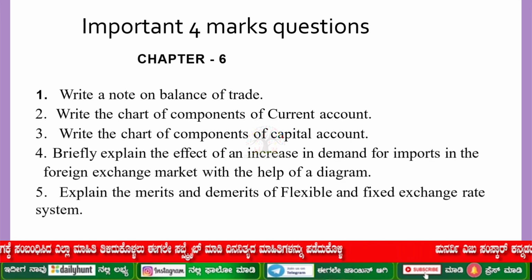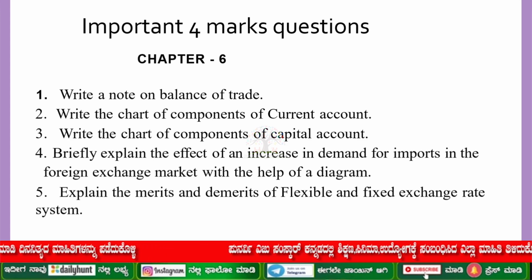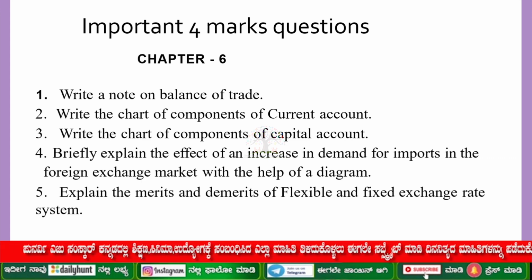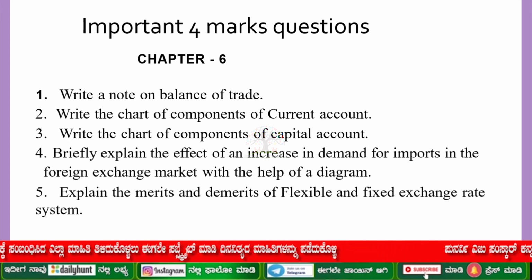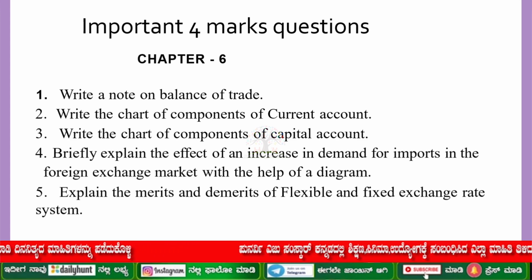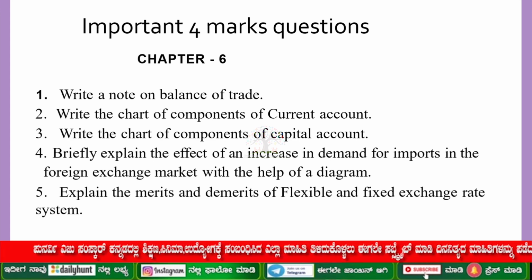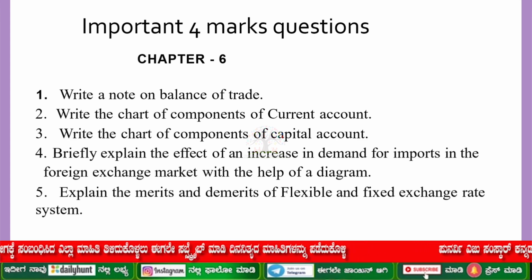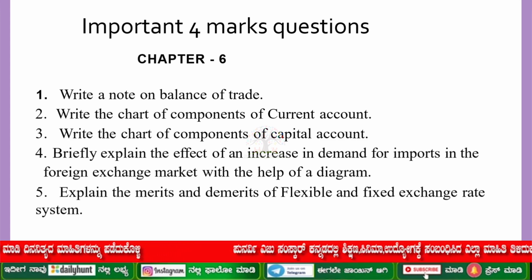Then last chapter, open economy. From this chapter, 1 4-mark question you need to answer. There are 5 questions. Okay. One is write a note on balance of trade. Another one is the chart of current account or the chart of capital account. Okay. And one more important question is the effect of an increase in demand for imports in the foreign exchange market with the help of a diagram, and explain merits and demerits of flexible and fixed exchange rate. So out of 5, 1 4-mark question you can expect from this chapter.